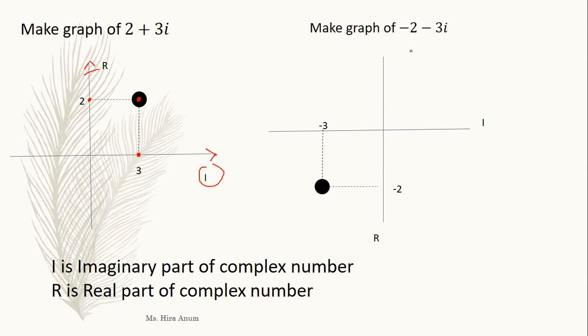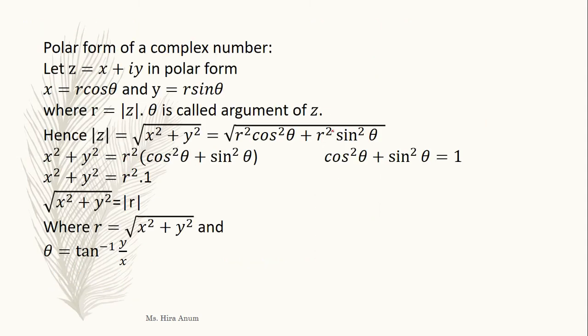You can see this graph: minus 2 is the real part, so it is here on this side. Here we have positive real values, and here we have negative real values. Now you have to see minus 3: here we have positive imaginary numbers and here we have negative imaginary numbers, so our point is here at minus 2 minus 3i.